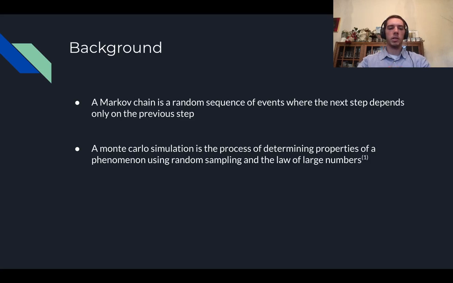So what is a Monte Carlo simulation? First, we need to know what a Markov chain is. That is a random sequence of events where the next step depends only on the state of the previous step. A simple example is with weather. Say one day it is sunny, and given that it's sunny, the next day has a probability 90% of being sunny also. It doesn't depend on what the weather was like 2 or 3 days ago, it only depends on right now.